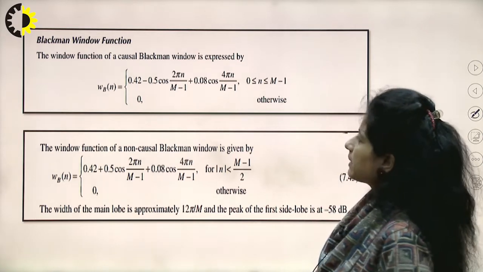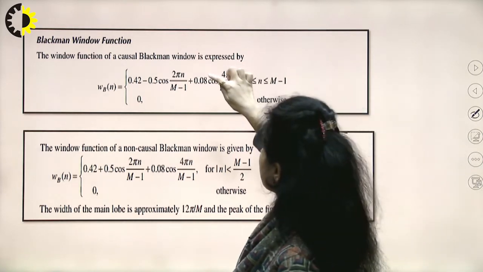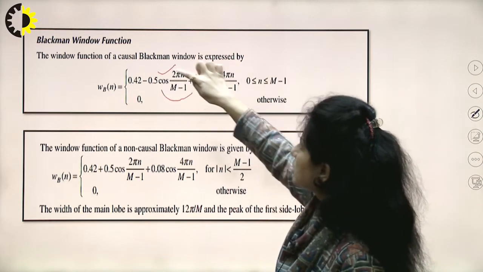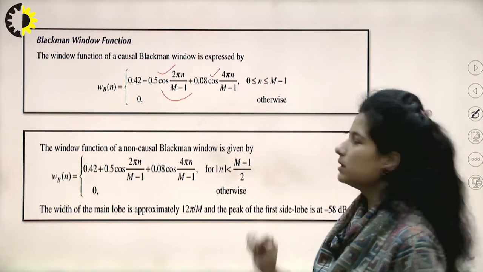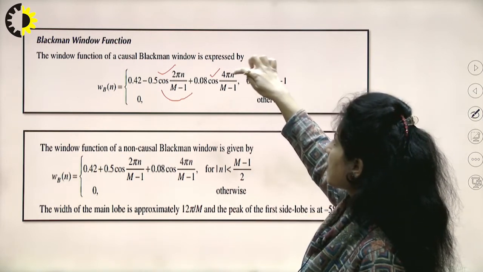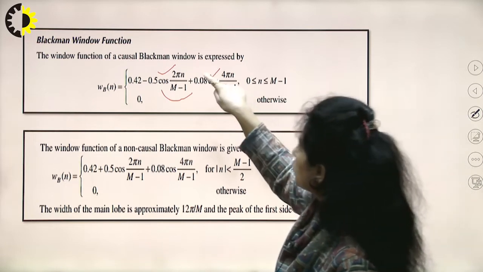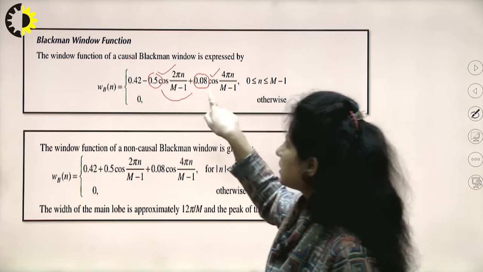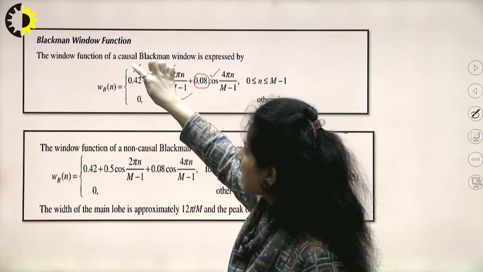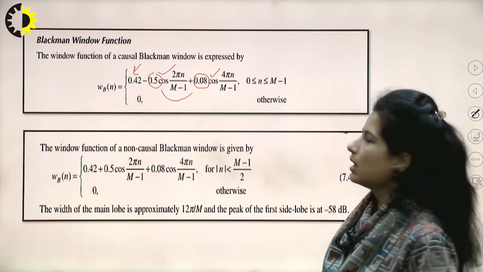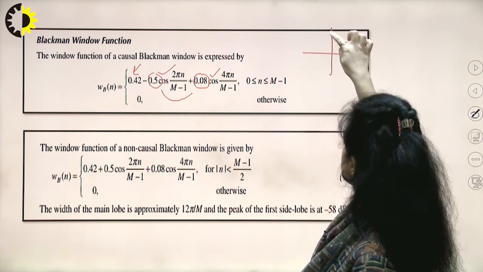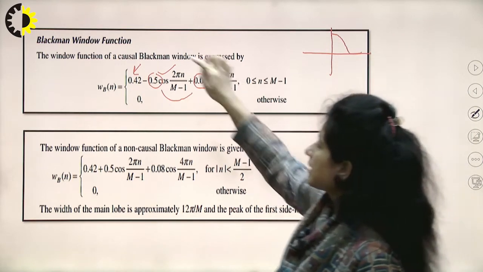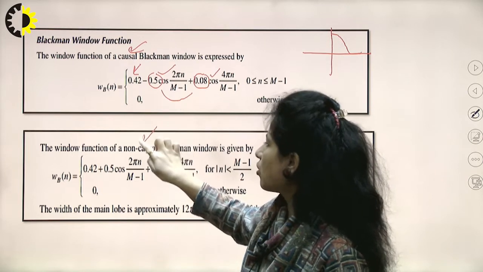The third window is my Blackman window. Here again we have taken two cosine functions. The first cosine is 2 pi n over m minus 1, and the second cosine is a function of 4 pi n by m minus 1. Both cosine functions have different weighting factors, 0.08 and 0.5, and this has been subtracted from the entire function. So more or less the appearance would have this characteristic only, but their slope would be changed. It has a causal function, it has a non-causal function.